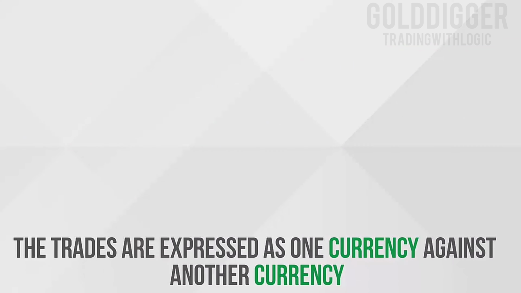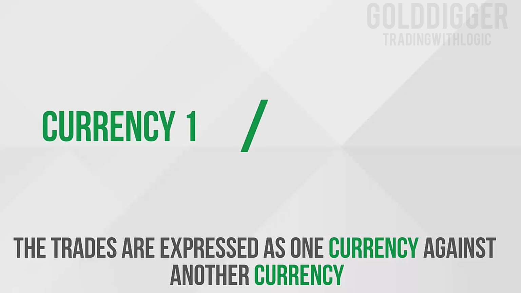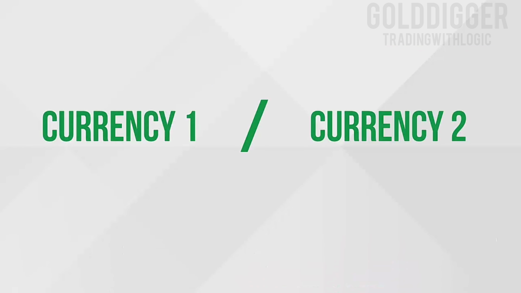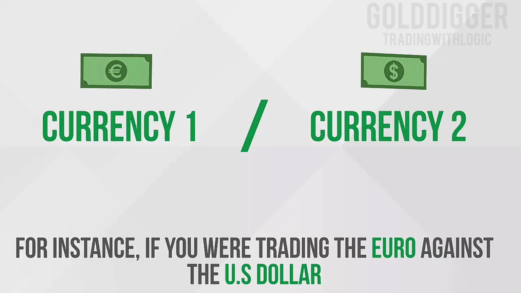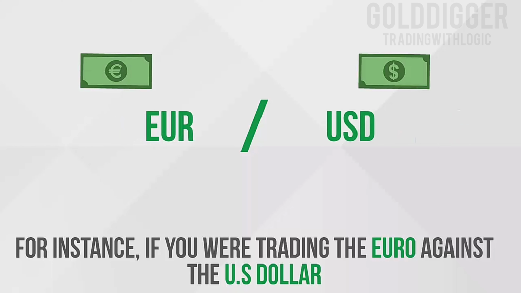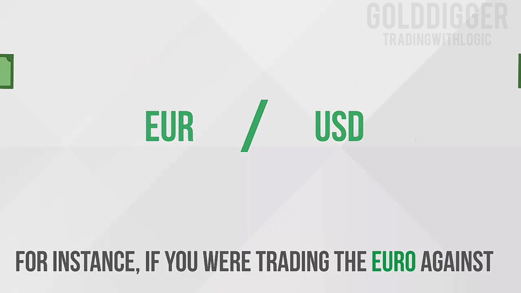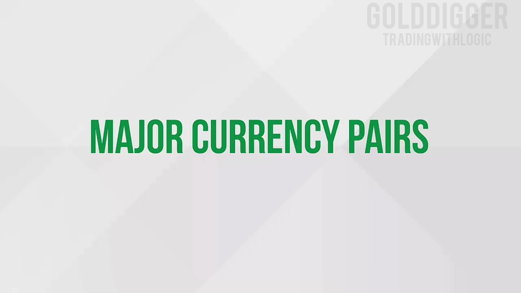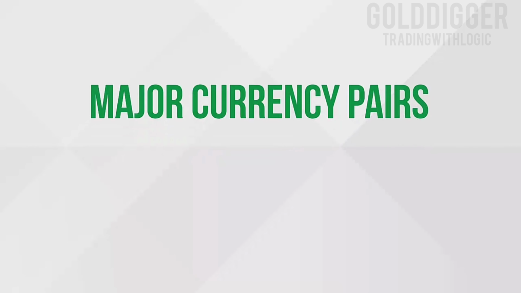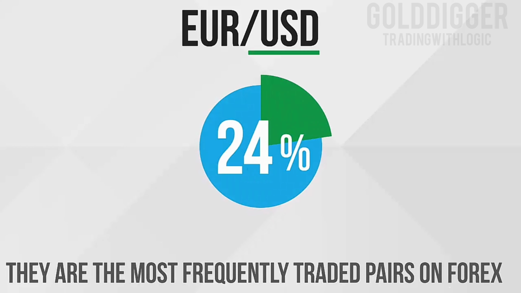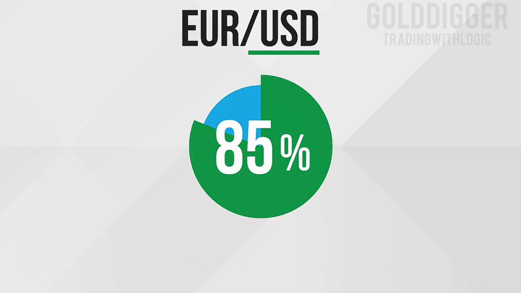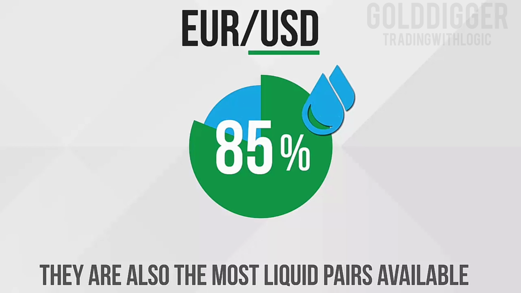The trades are expressed as one currency against another currency. For instance, if you were trading the euro against the US dollar, it would be notated as Euro USD. The major currency pairs are all pairs that contain the US dollar as one of the pair. They are the most frequently traded pairs on forex. They are also the most liquid pairs available.